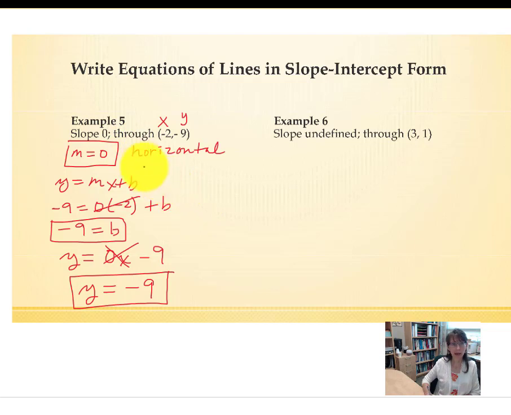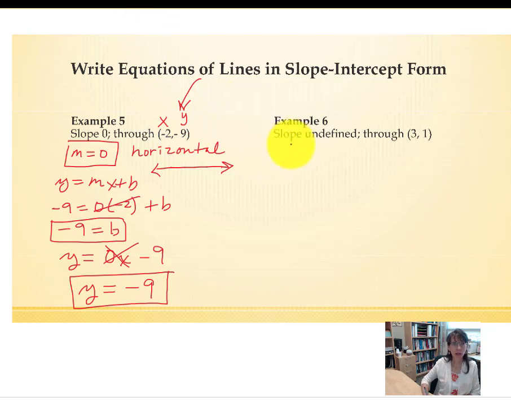Now the shortcut way to actually write this equation without having to go through all that calculation is to remember that with a horizontal line, every y value must be the same, because just imagine what the horizontal line looks like. Here it is. And so that's going to go through the y-axis in such a way that every y value is exactly the same. The y value we have is -9. So look at the answer, y equals -9. We could have just started with that.